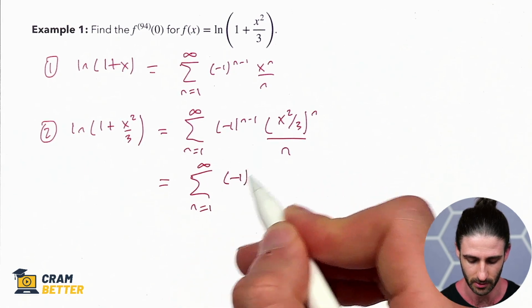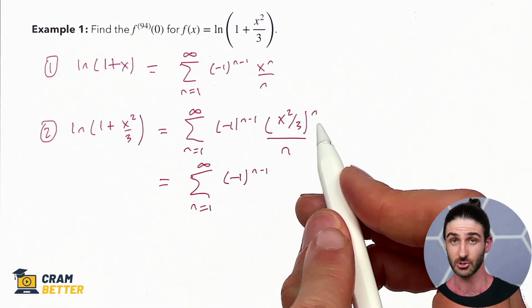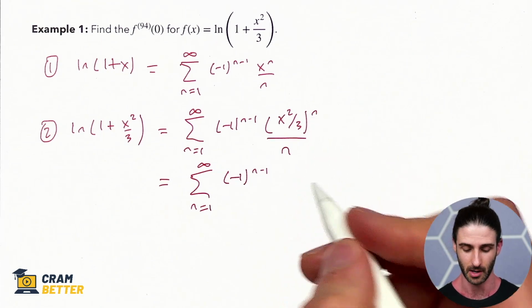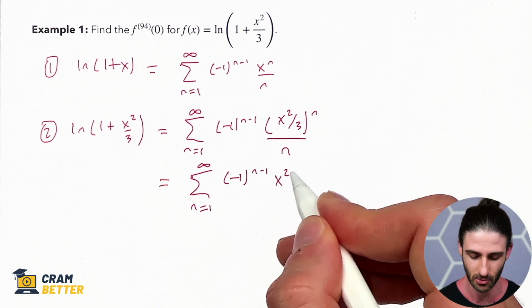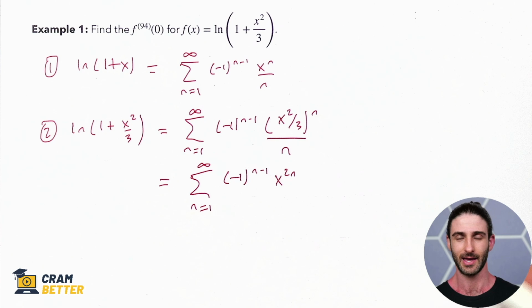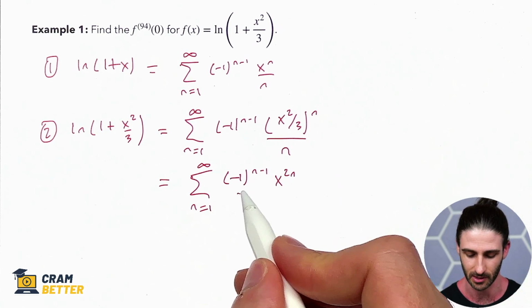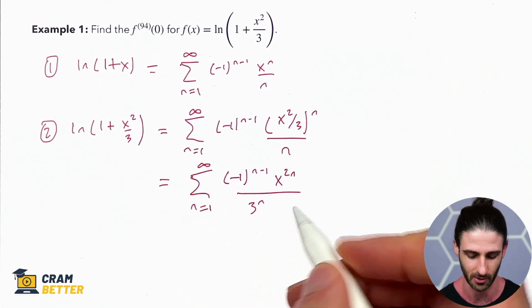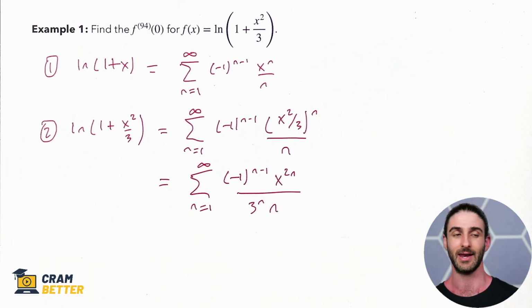This will be negative 1 to the n minus 1. Now I'm going to distribute this n to both the top and bottom of this. This becomes x to the 2n on top. Now, if I have a 3 to the n as my fraction, that's going to end up in the denominator. It's just like a little shortcut you can use so you don't have to do a bunch of extra algebra, and that n stays there in the denominator. So we're looking pretty good here, okay?